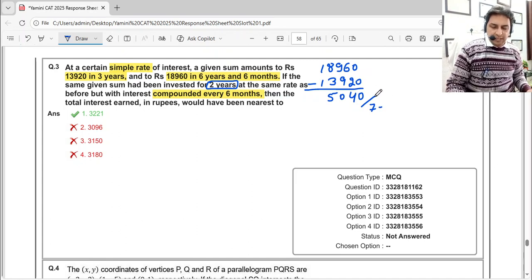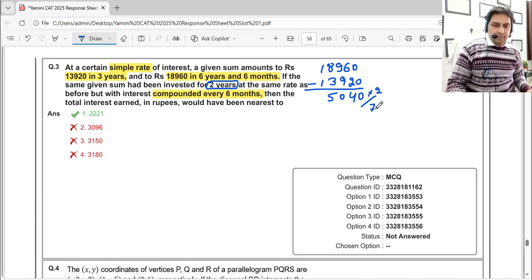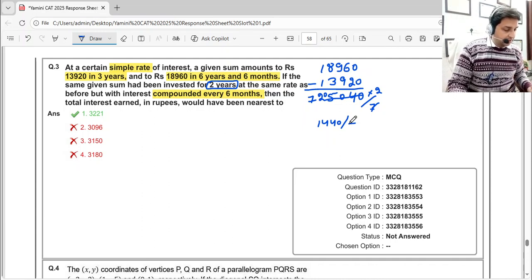So that I can write as 7 by 2, so 2 gets multiplied here. So that's for 3.5 years, right? So 1 year I can calculate from here. That is 5040 divided by 7 is 720, multiplied by 2, that is 1440. That is the simple interest per year which we have. I believe this is quite clear to understand.